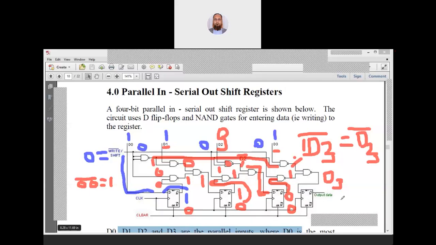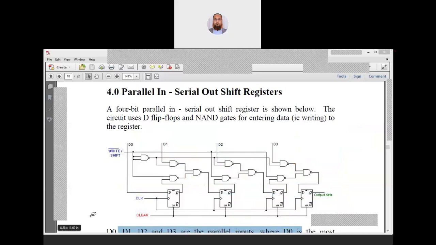Here D3 is 1, so we will have the output as 1. So these lower values, this and this, are the previous state, and these values are the new states. If you have any doubt, if you didn't get anything in this and want me to repeat, I can repeat this. So this is how we can write the data.